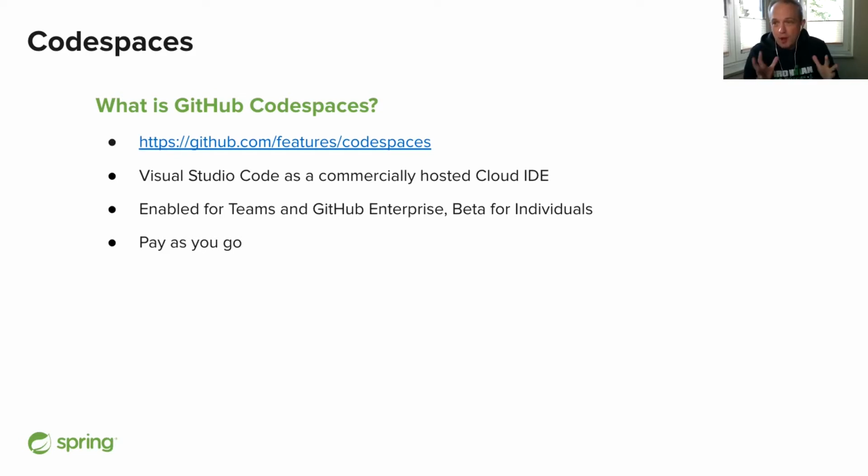At the moment, it is enabled for teams in GitHub Enterprise, so the org admins can enable this, and there's a public beta for individuals. So if you want to use that as an individual, you can apply for the beta. It's of course a commercial offering from GitHub, but we will take a look at some other parts that are non-commercial as well.